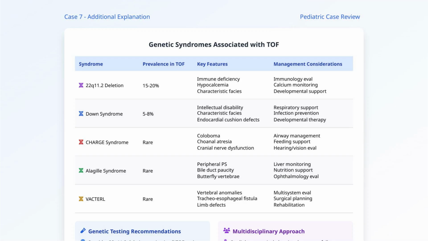CHARGE syndrome includes coloboma, heart defects including TOF, choanal atresia, growth retardation, genital abnormalities, and ear anomalies. Alagille syndrome may present with TOF or peripheral pulmonary stenosis along with bile duct paucity and characteristic facies. VACTERL association includes vertebral, anorectal, cardiac including TOF, tracheoesophageal, renal, and limb anomalies. Genetic testing is recommended for all TOF patients as identification of underlying syndromes has important implications for comprehensive management.